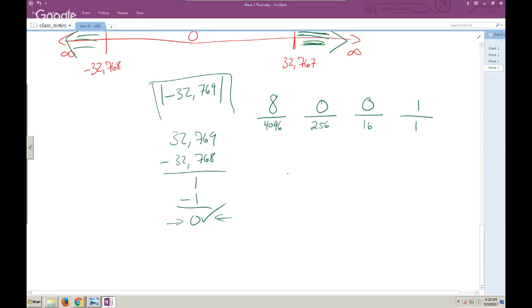Have we encountered a problem yet? Okay? No big deal, right? You sure? There's a problem here. The number we just represented was not this number, was it? Have we represented negative 32,769 yet? Because we haven't compensated for the negative side yet. We haven't flipped the bits and added 1 yet.